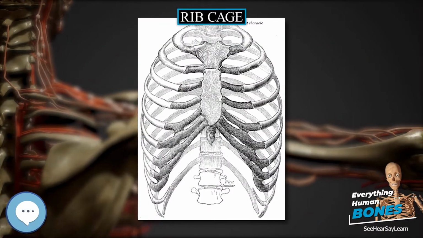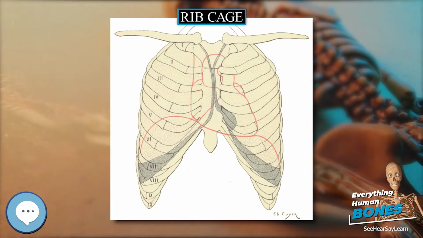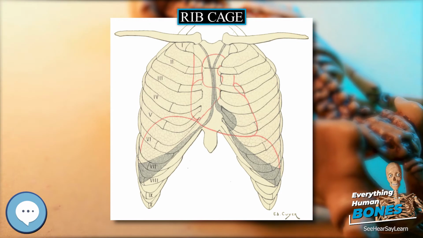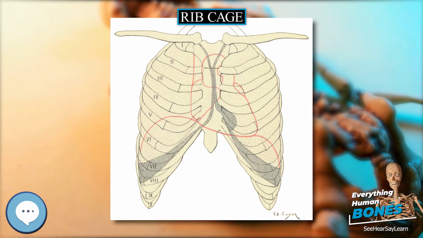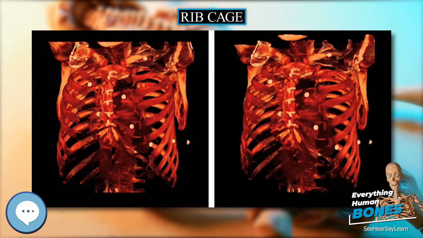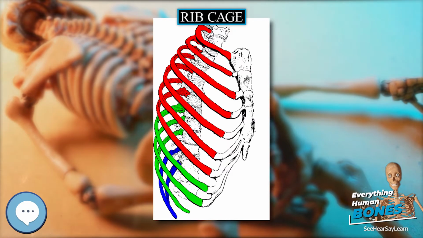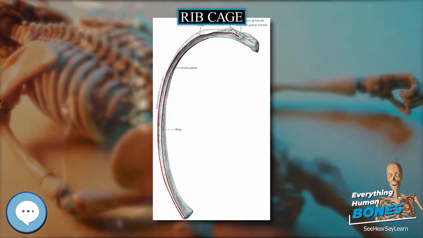Rib cage. The rib cage is the arrangement of ribs attached to the vertebral column and sternum in the thorax of most vertebrates, that encloses and protects the heart and lungs. In humans, the rib cage, also known as the thoracic cage, is a bony and cartilaginous structure which surrounds the thoracic cavity and supports the shoulder girdle to form the core part of the human skeleton.